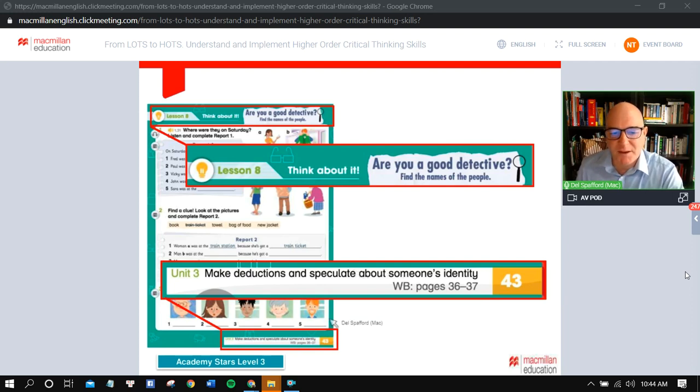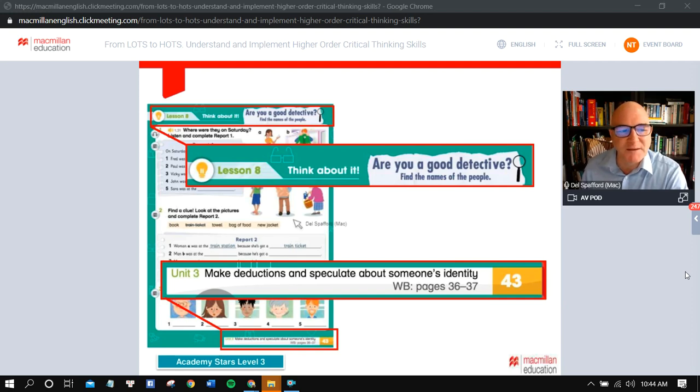And at the bottom of the page, signposted really for the teacher, the students will make deductions and speculate about someone's identity. Now, we kind of did an activity like that at the start of the lesson with the beep dictation. Do you remember you were speculating about who I am? And this is kind of a simple way that you could adapt this lesson to do that. But this lesson takes it all into account and will help build those thinking skills.